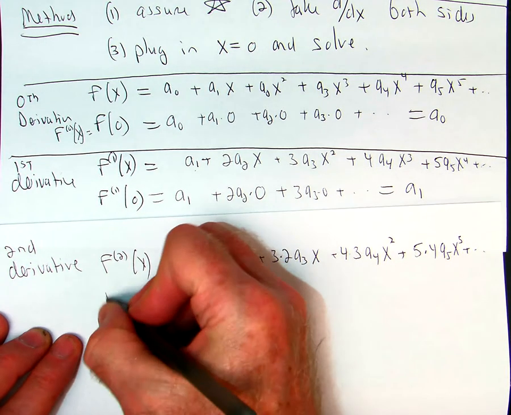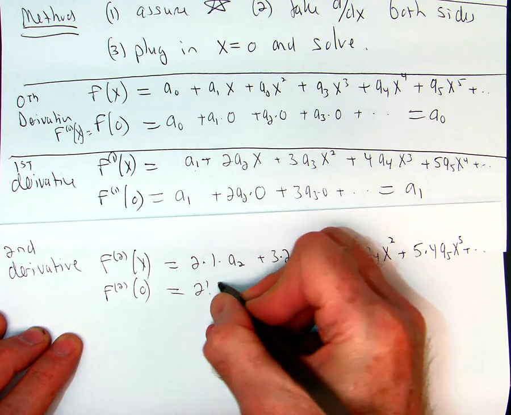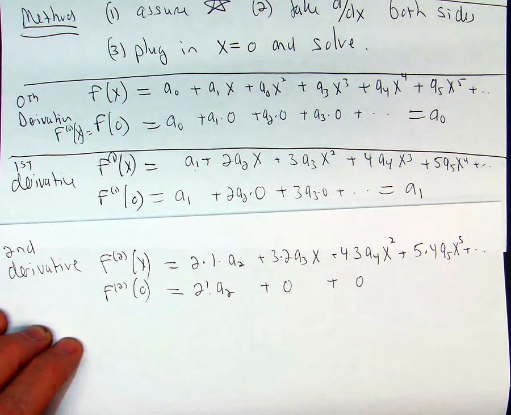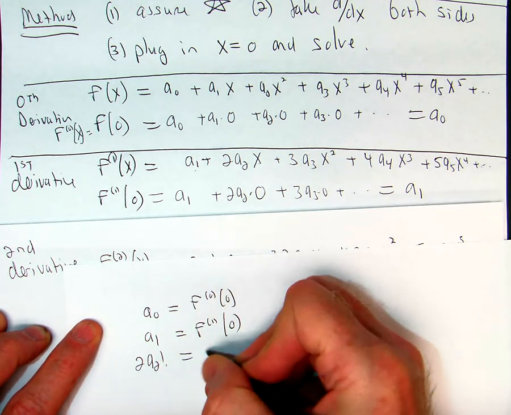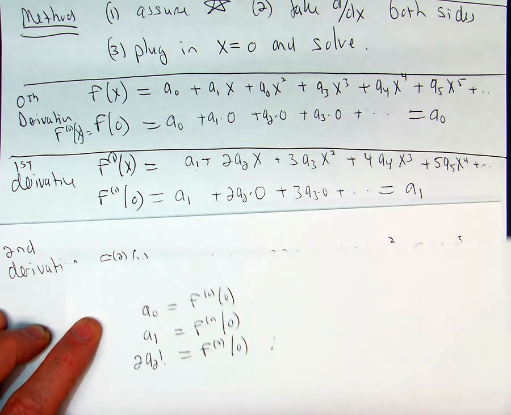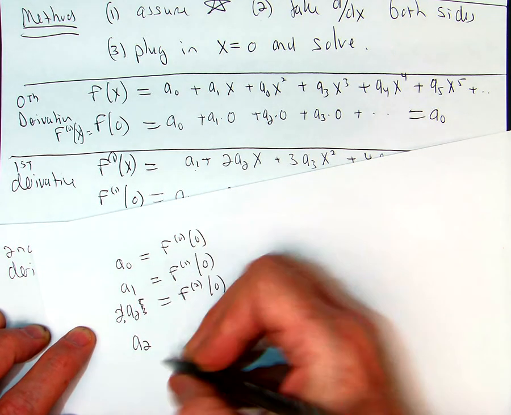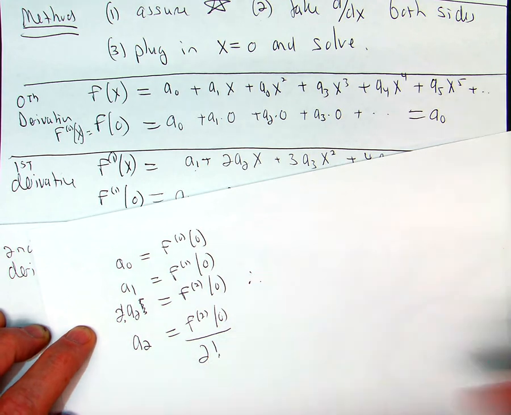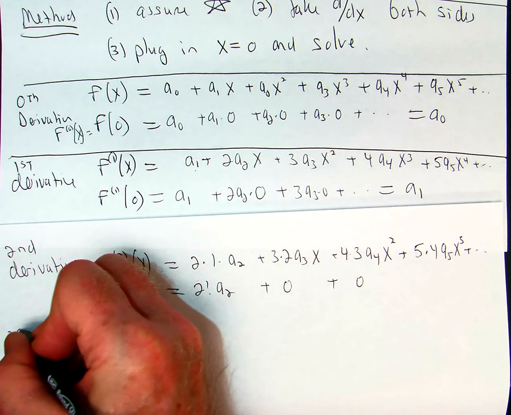Now I'll do the same thing again. I plug in 0. I'm going to get 2 factorial a2 here, and all these other terms are going to be 0. So that's what I get. I'm going to record that. I'm going to get 2 a2 factorial equals f second derivative. Therefore, a2, I'm sorry, it's 2 factorial times a2. Therefore a2 equals the second derivative at 0 over 2 factorial. Now you're starting to see a pattern, I hope. So we'll do this maybe 1 or 2 more times.